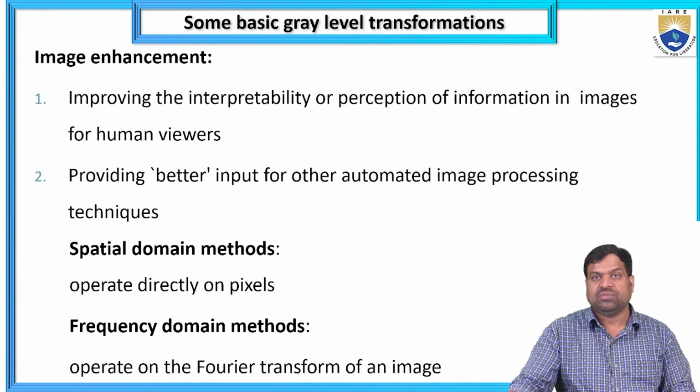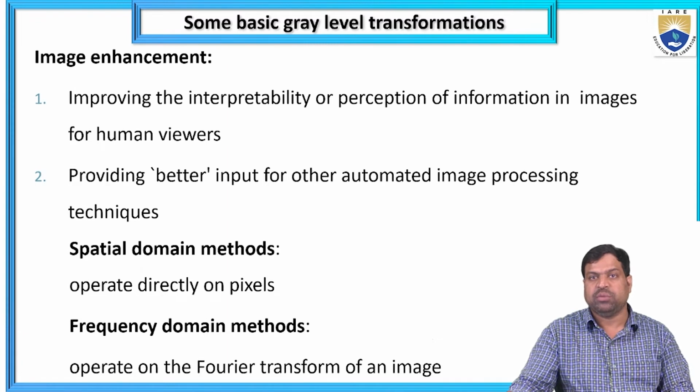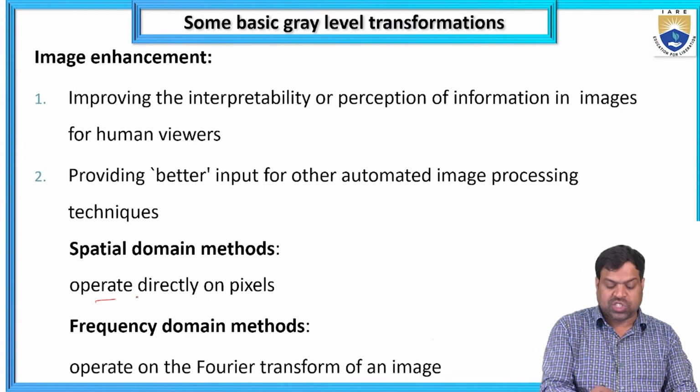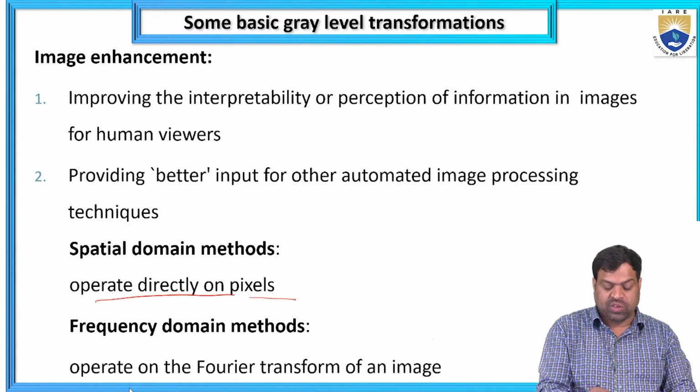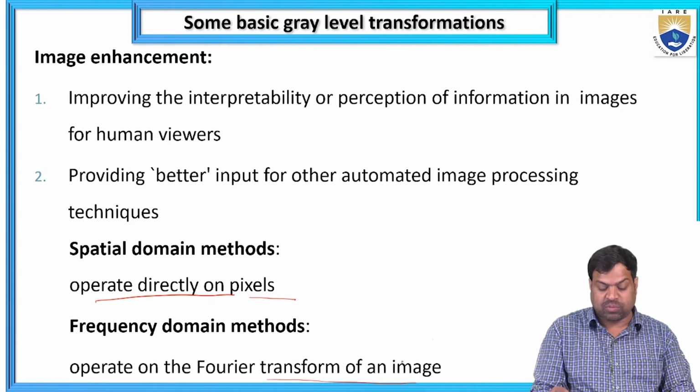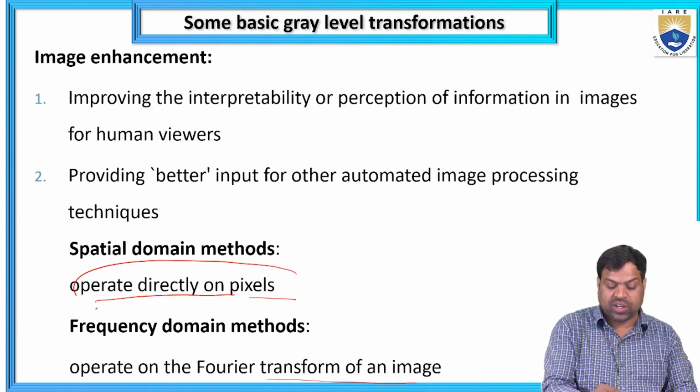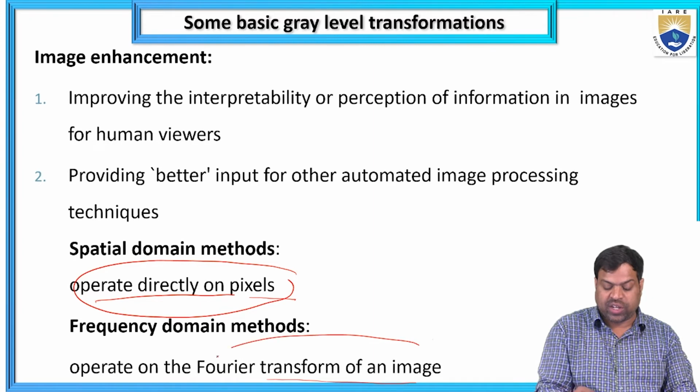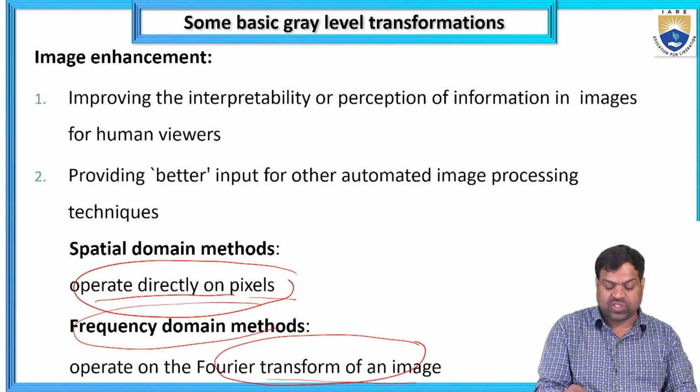Okay. So image enhancement means improving the interpretability and the perception of the information in images for human viewers, and it provides better input for automated processing. So what does image enhancement involve? Spatial domain and frequency domain. What is spatial? It operates directly on pixels. Frequency means it operates on the Fourier transform. Spatial means operating directly; frequency domain means operating on the Fourier transform.